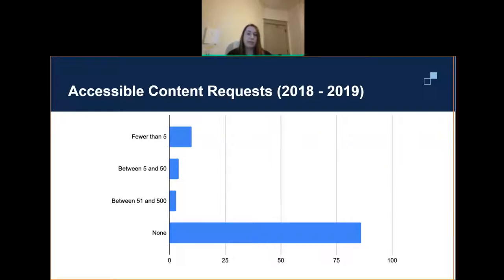Only one respondent indicated receiving a large number of requests, over 500 per year, which is huge. And a few others, six, indicated that they received upwards of 50 requests per year.